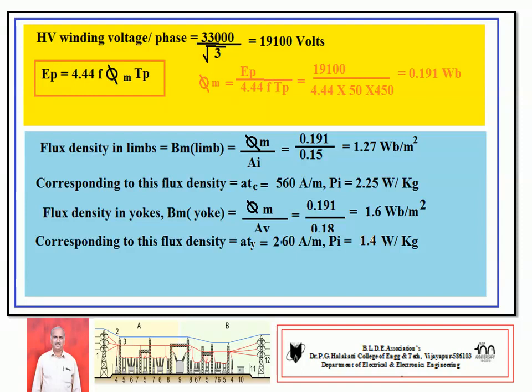Then you go for flux density in the limbs, that is Bm limb. Flux density equals flux per area: phi m divided by iron area, which gives 1.27 Webers per meter square. Check there, 1.27 Wb/m². Is there a direct value available for ampere turns per meter and loss in watts per kg? If directly available, you note it down, but now it is not available. It is an intermediate value, hence you have to plot the graph.